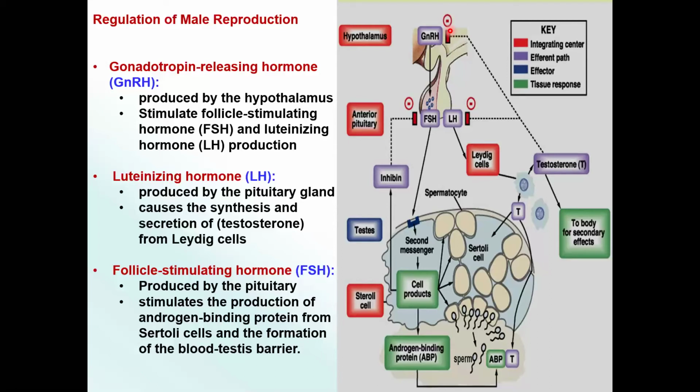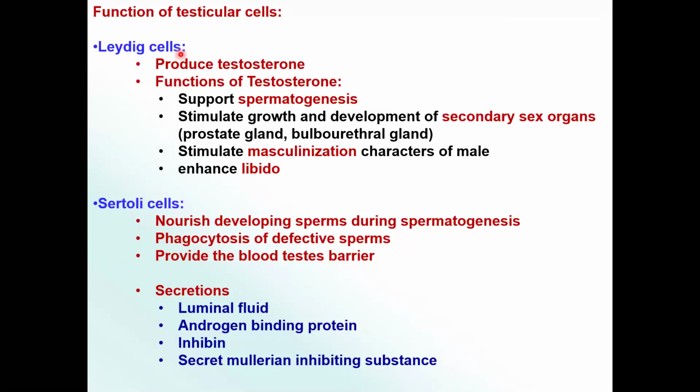What are the functions of the testicular cells? We'll start with the Leydig cells. The Leydig cells, as we said, are between the seminiferous tubules, and they produce testosterone. The functions of testosterone include supporting spermatogenesis, stimulating the growth and development of secondary sex organs such as the prostatic gland and the bulbourethral gland, stimulating masculinization, which are the male characteristics, and enhancing male libido.